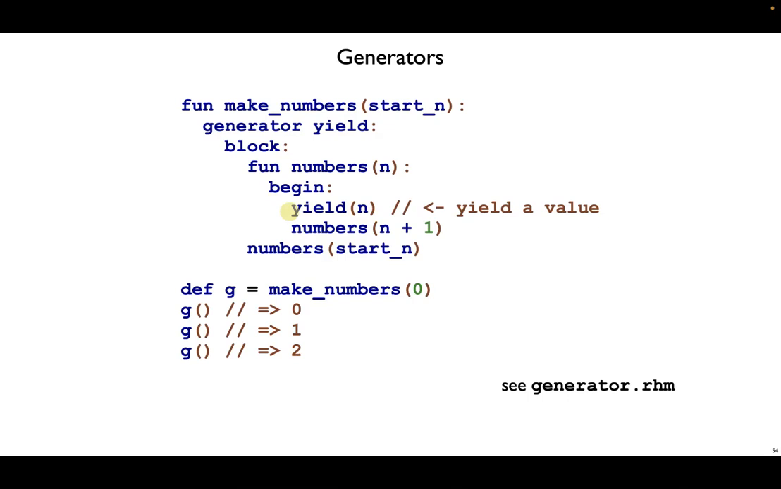Every time the generator reaches a yield call, it stops. It returns the value out to the generator caller, and then it pauses. It won't go any further until the generator is called the second time.